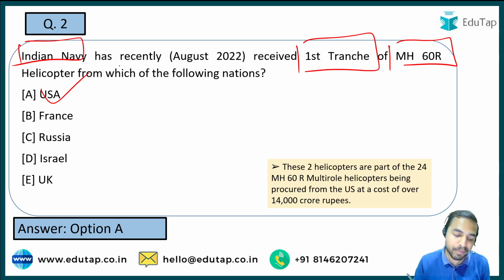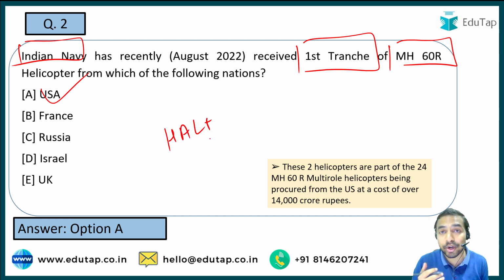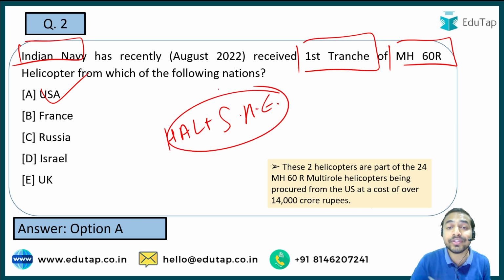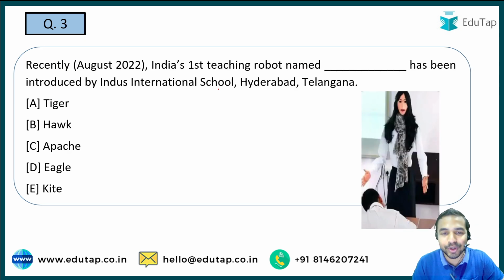And there is one more important point: HAL, that is Hindustan Aeronautics Limited, and Safran Helicopter Engines have signed an MOU recently in order to build a joint venture for the building of helicopter engines. So this is once more an important part that you should remember from the exam point of view. Let's move on to the next question.